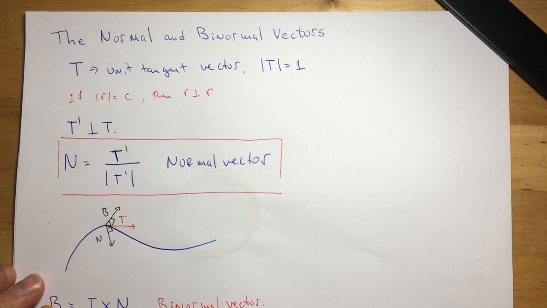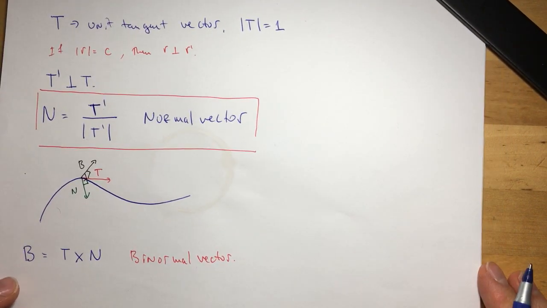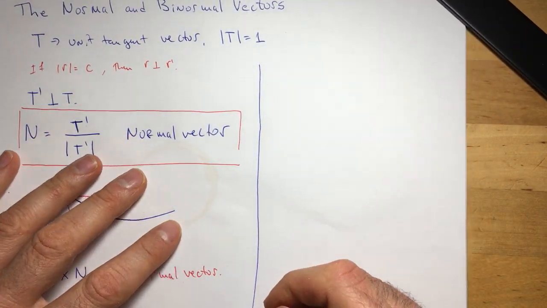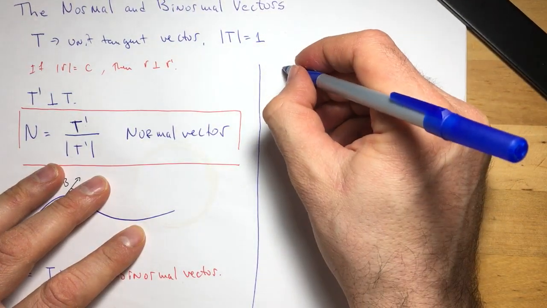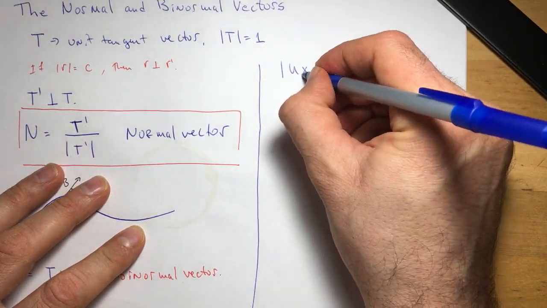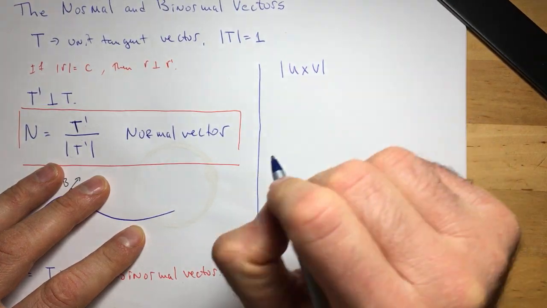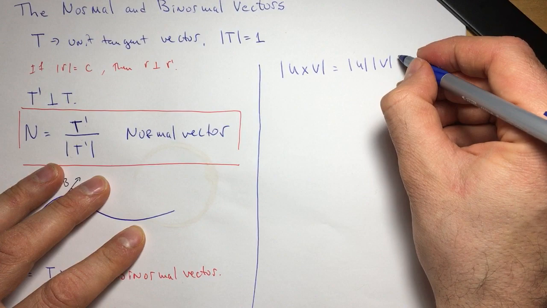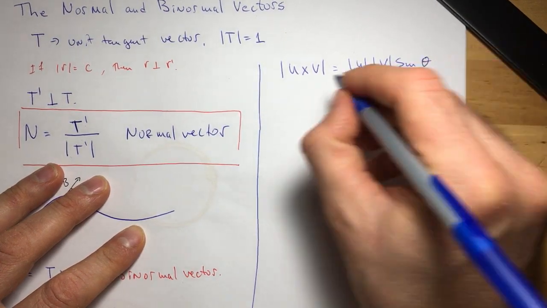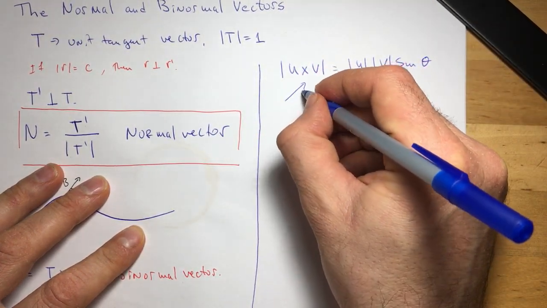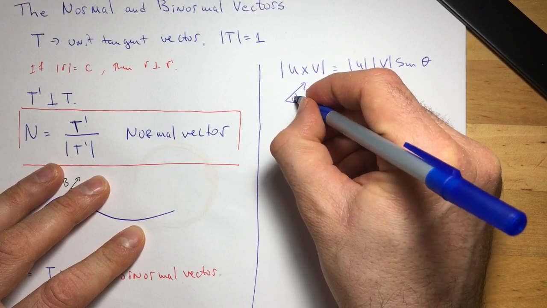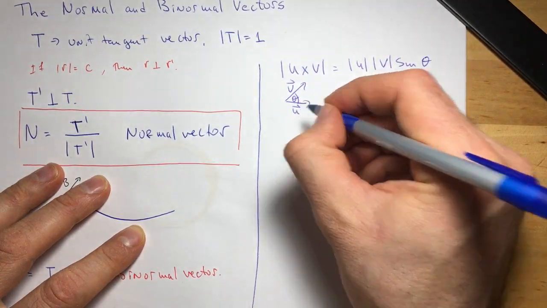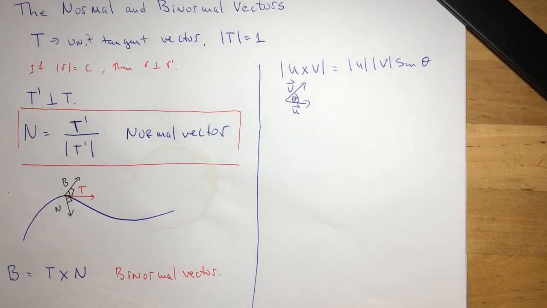What can we say about this binormal vector? Well, the binormal vector is also of length 1. Recall that the magnitude of the cross product of u and v is equal to the magnitude of u times the magnitude of v times sine of theta, where theta is the angle between the vectors u and v, okay?